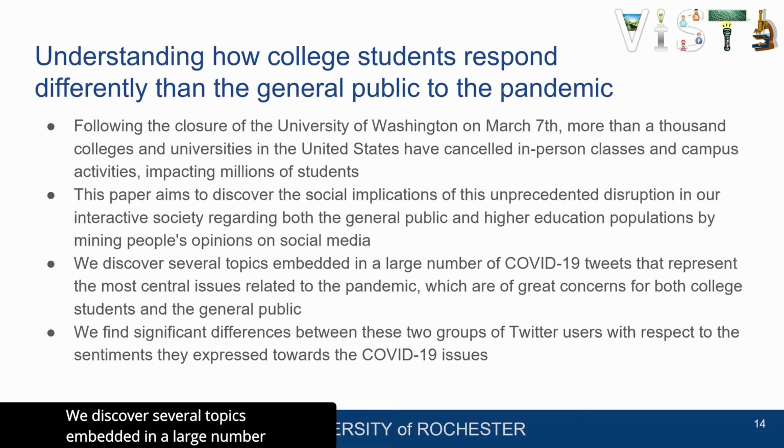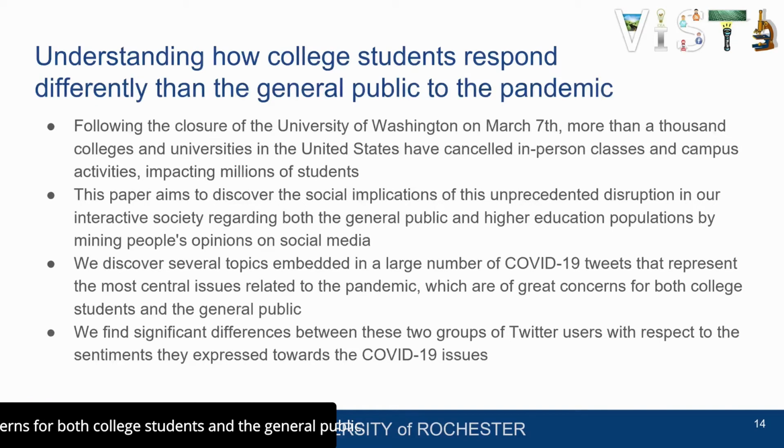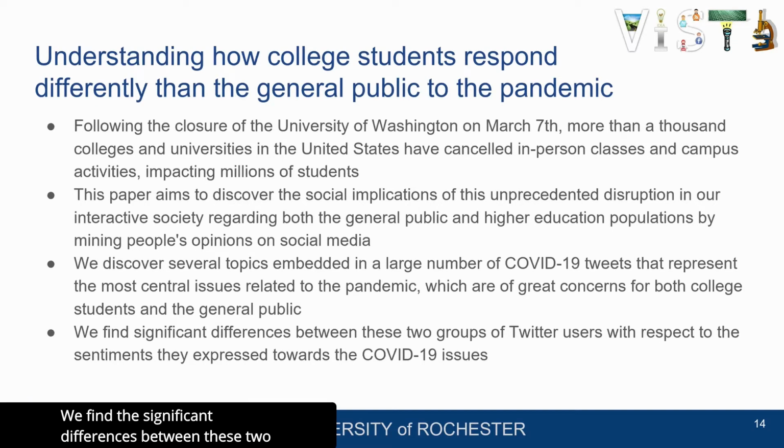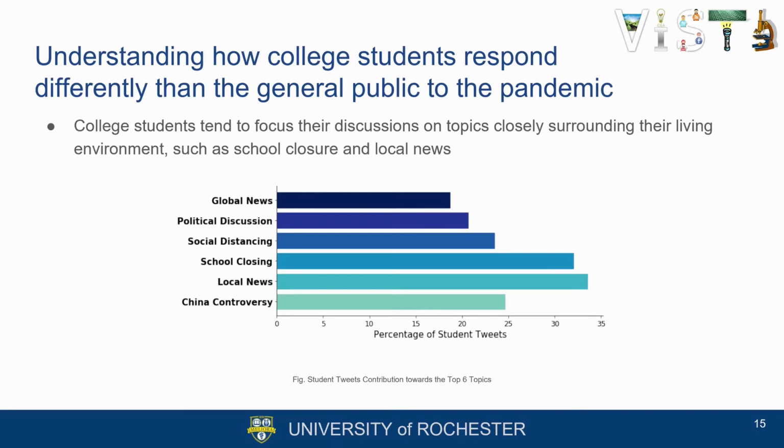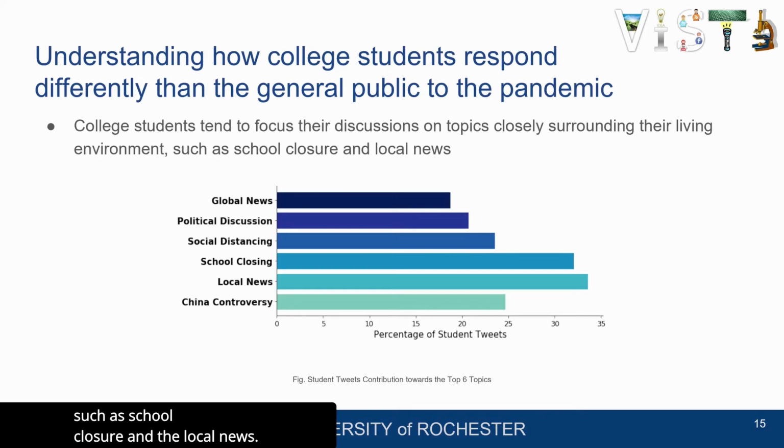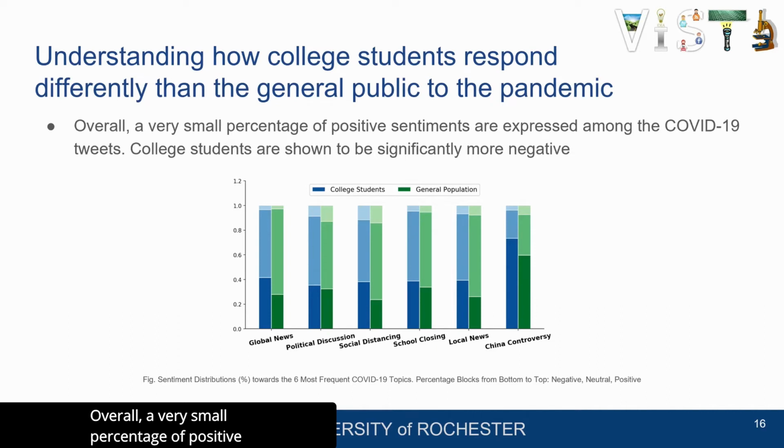We discover several topics embedded in a large number of COVID-19 tweets that represent the most central issues related to the pandemic, which are of great concern for both college students and the general public. We find significant differences between these two groups of Twitter users with respect to the sentiments they expressed towards the COVID-19 issues. Here's what we find. College students tend to focus their discussions on topics closely surrounding their living environment, such as school closure and local news. Overall, a very small percentage of positive sentiments are expressed among the COVID-19 tweets.